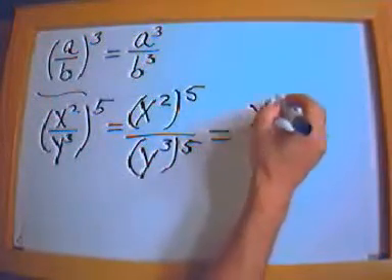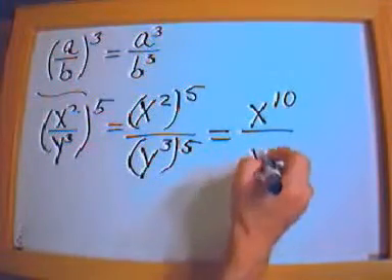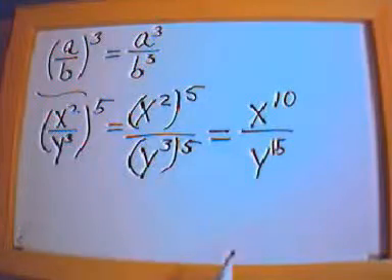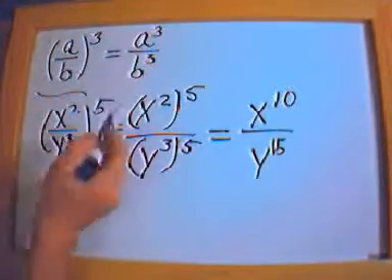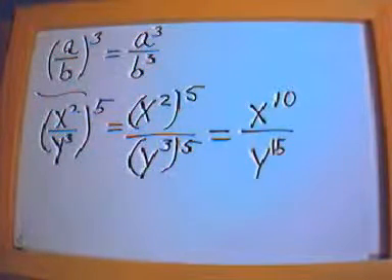On the top I'm going to be left with x to the tenth, because 2 times 5 is 10, and on the bottom I'm going to be left with y to the 15th, because 3 times 5 is 15. So all you really do there is you apply the exponent to the top and the exponent to the bottom when you have it like that. It's not really too different. This is a little bit different.